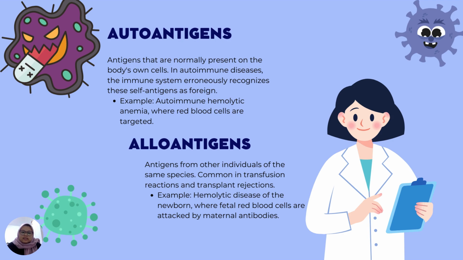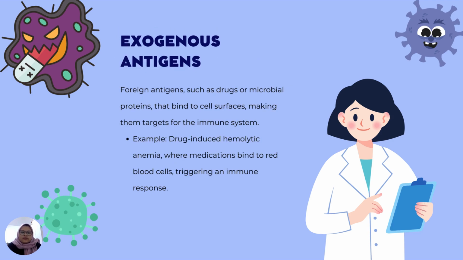The second one, alloantigens, are antigens from other individuals of the same species. It is common in transfusion reactions and transplant rejections, for example hemolytic disease of the newborn, where the fetal red blood cells are attacked by the maternal antibodies. And the third one is exogenous antigens, which are foreign antigens such as drugs or microbial proteins that bind to the cell surfaces, making them targets for the immune system. Such an example is drug-induced hemolytic anemia, where medications bind to red blood cells and trigger an immune response.